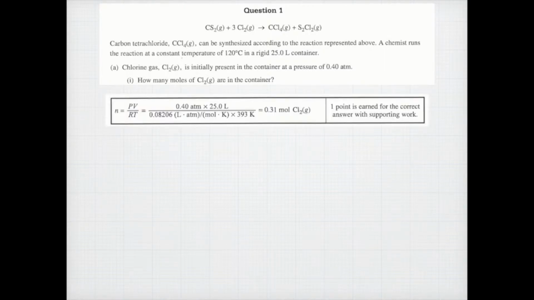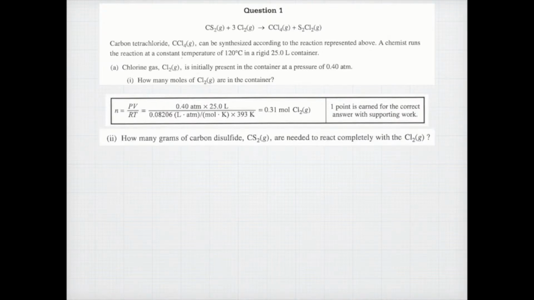So this is the work they showed. You can also just plug into PV equals nRT. They actually just isolated n. And the answer you should get is 0.31 moles. Notice it's 0.31 because you need 2 sig figs. And so you get 1 point for not only the correct work, but then also supporting that work. So make sure that you're showing all of your work.